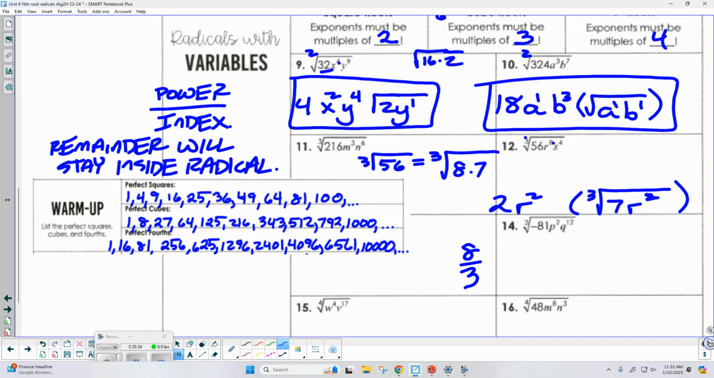Okay. What about the s to the 4th? How many s's can I pull out? Just s to the 1st. So this time I'll just leave it as s. So what's going to be left inside? So it should be 2r squared s times the cube root of 7r squared s. Okay. How many people got that? Nice. Okay. What are we thinking? We having any trouble?